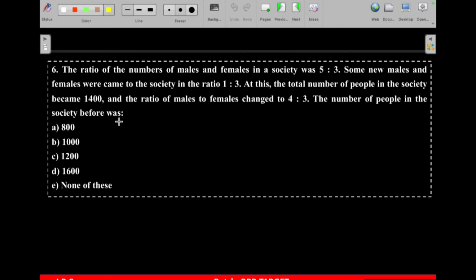Okay. The ratio of the number of males and females in a society was 5:3. Some new males and females came to the society in the ratio 1:3. After this, the total number of females in the society became 1400, and the ratio of males and females is 4:3, which means 800 and 600. Now you can calculate the number of people in the society before, which was 5 plus 3, 8, a multiple. All options are multiples of 8, even 1000, and all options are multiples of 3. So I can't solve using this method, I want to solve by the basic method.